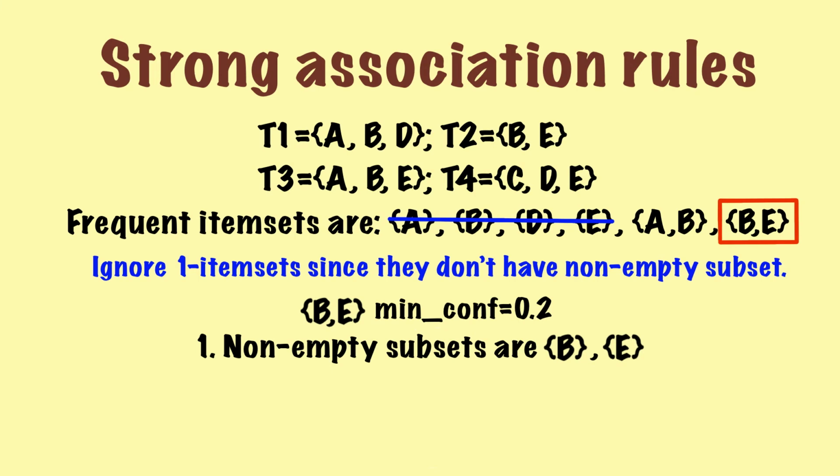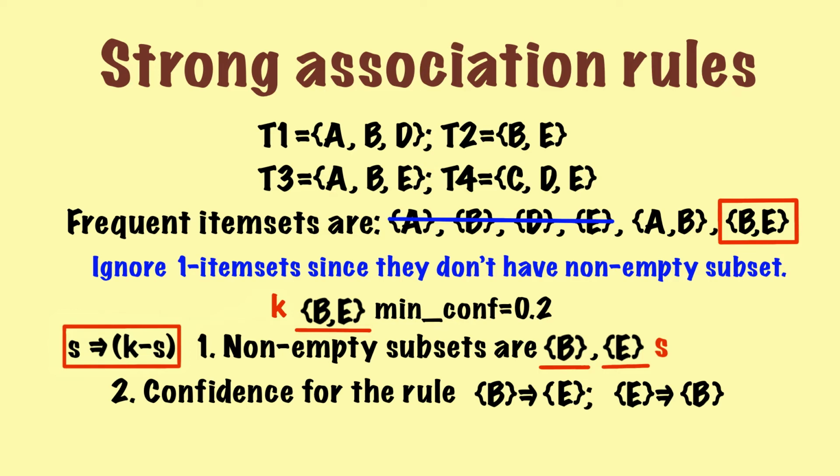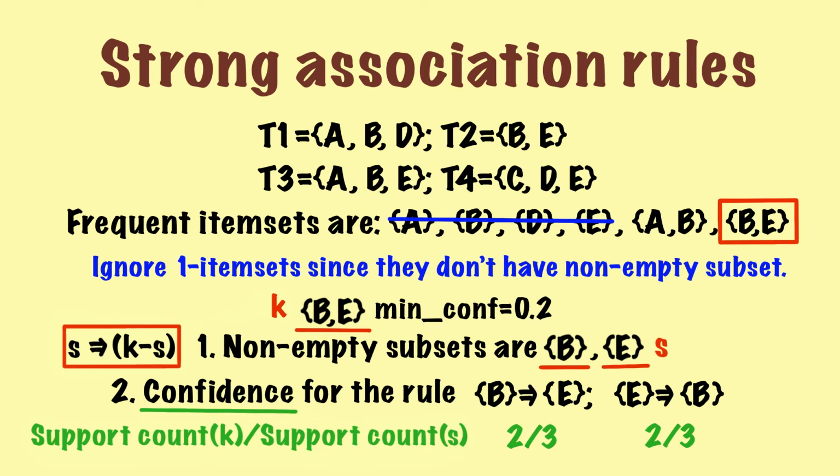Alright, let's look at another candidate, the union of B and E. The non-empty subsets are B alone and E alone. Once again, K is the union of B and E. S is B alone or E alone. Then, we have 2 candidate rules, B to E and E to B. These 2 rules have confidence 2/3 because there are 2 transactions containing both B and E, and there are 3 transactions containing B or E. Thus, the rules are considered strong because 2/3 is larger than 0.2.